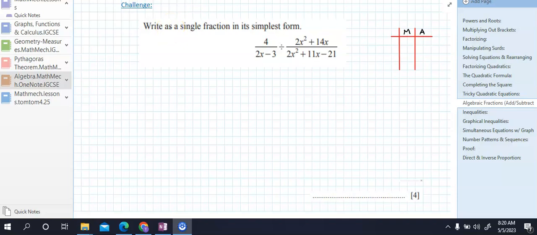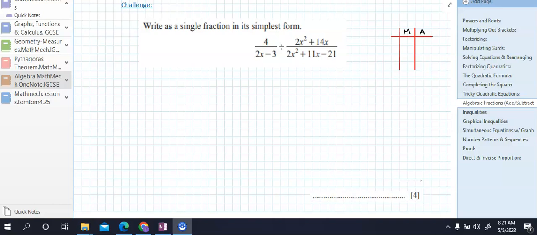This is a question from November 22. The last question on the paper, I believe. 4 marks, write as a single fraction in its simplest form. I have over here a sidebar for later. So let's start off. We have a fraction, an algebraic fraction.